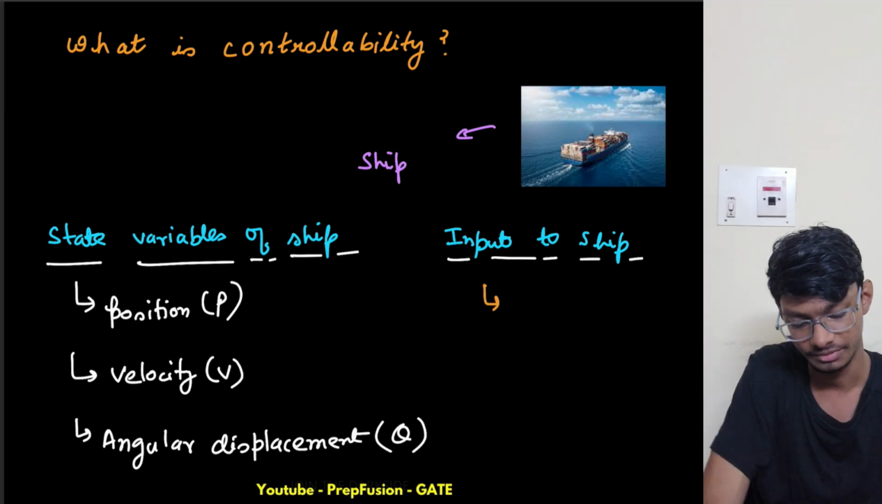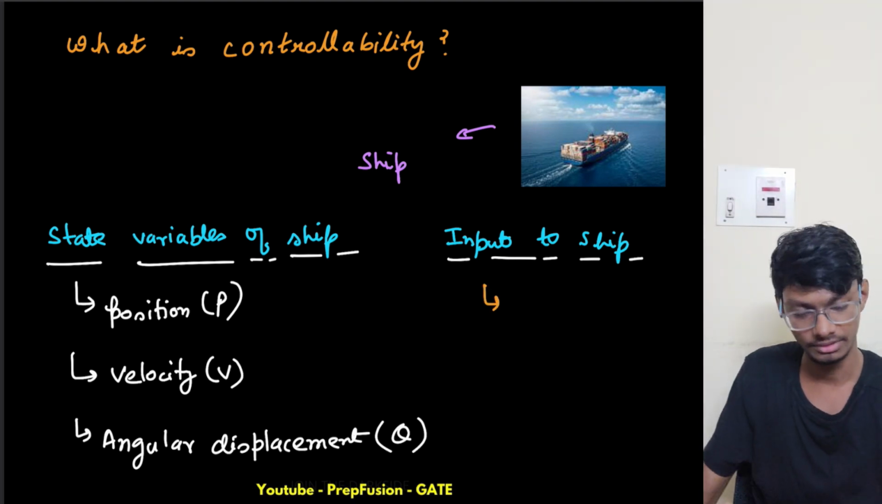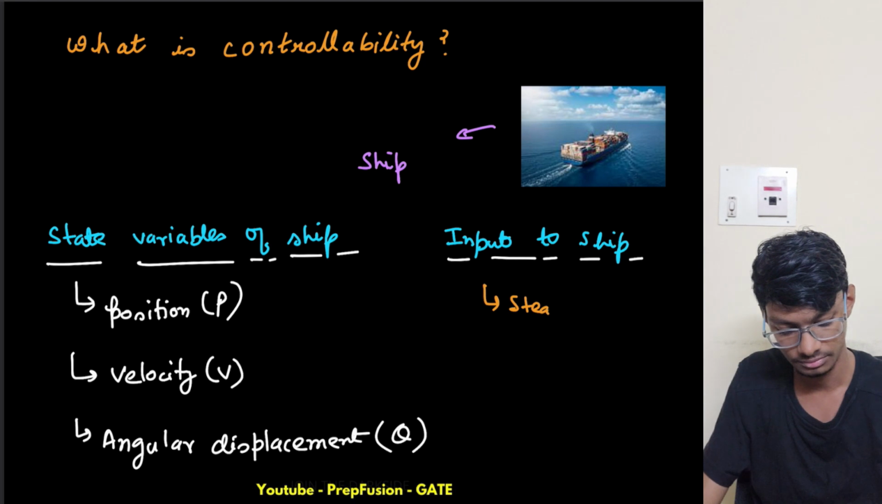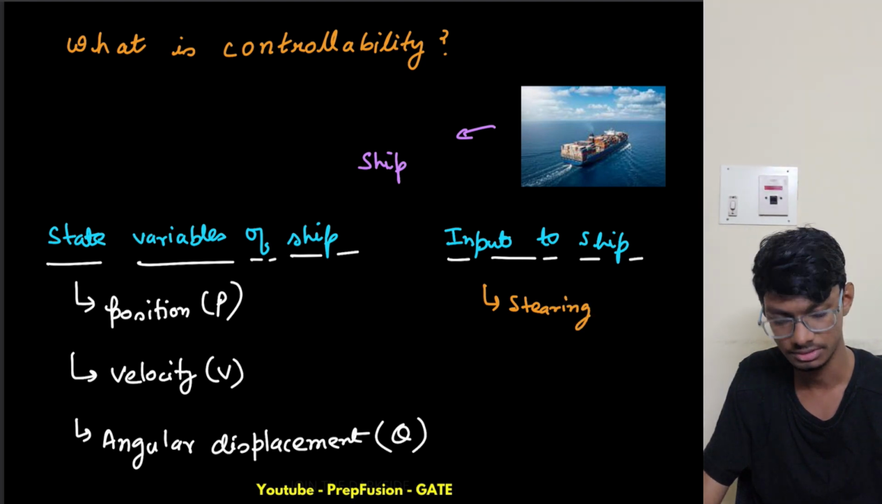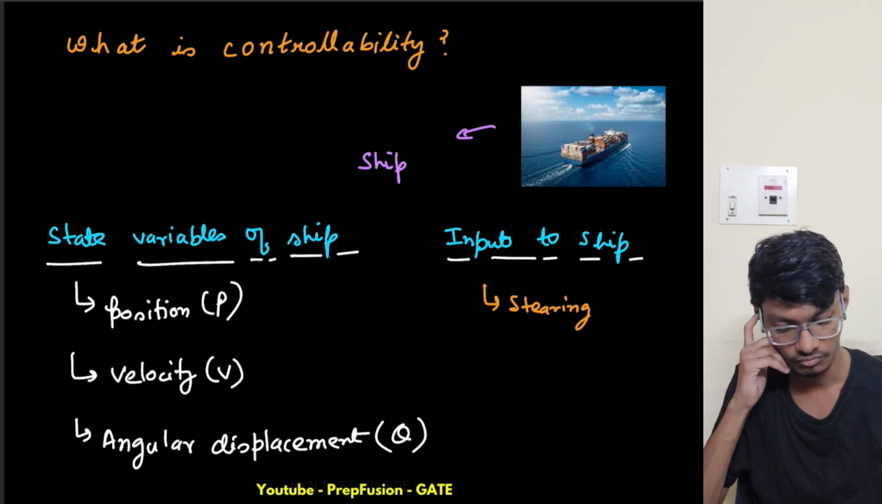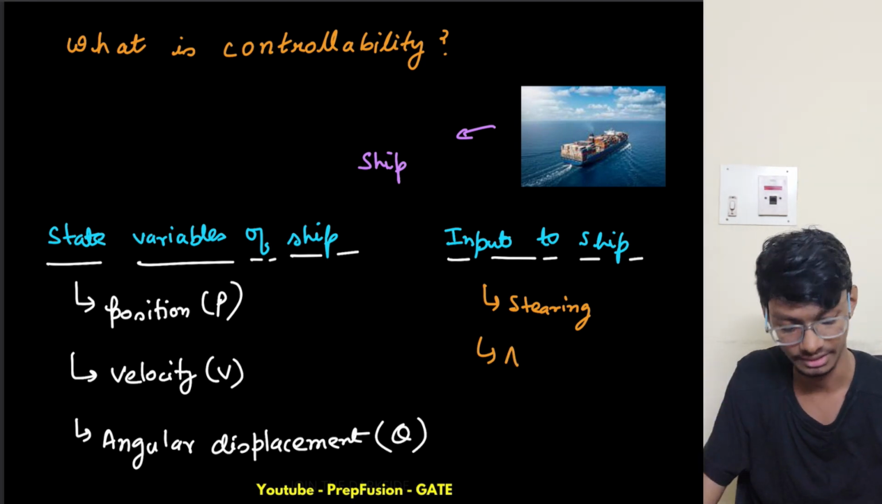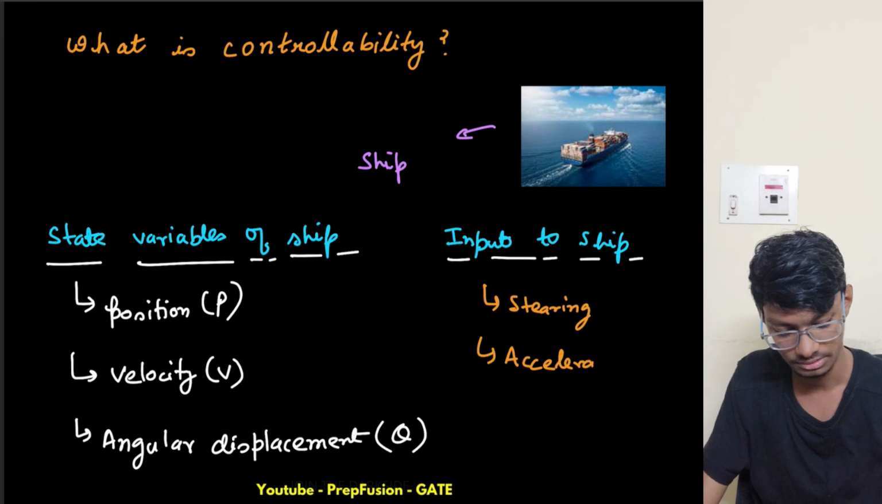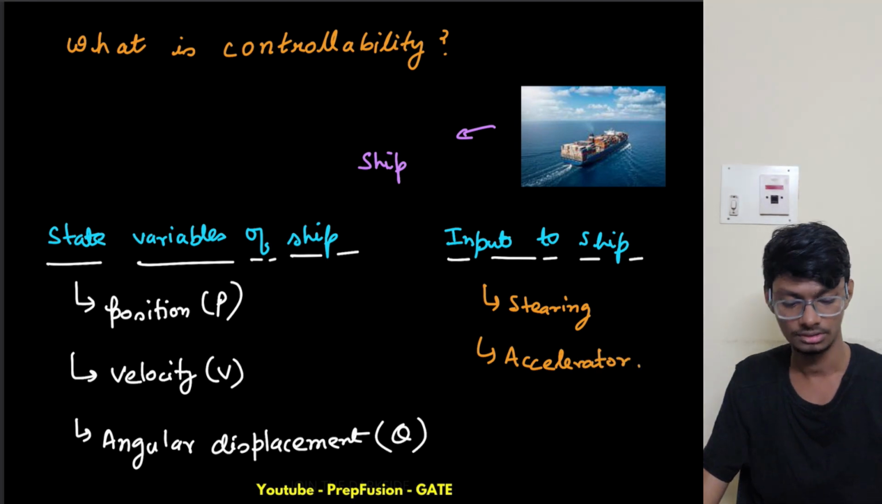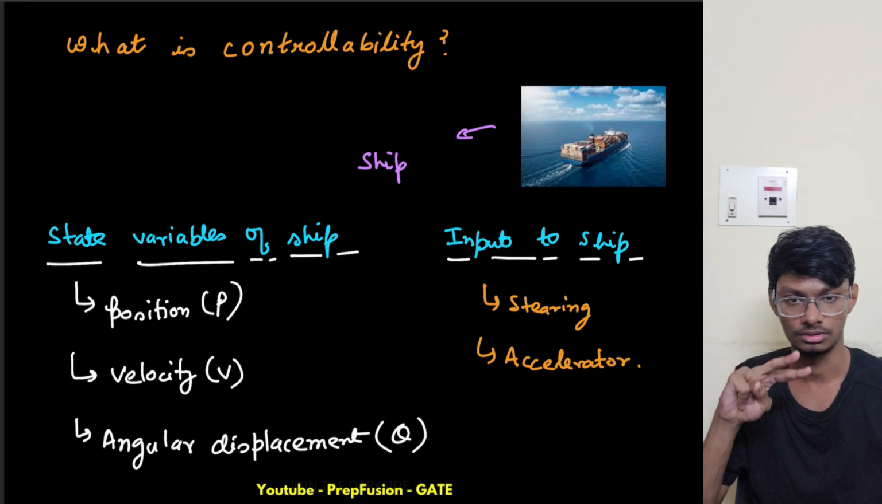So what are the inputs to the ship? The input to the ship can be the steering, the steering wheel, basically. And the other one will be the acceleration, the accelerator. So these two can be the inputs to the ship.